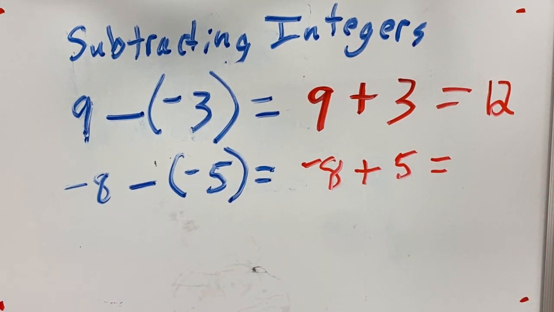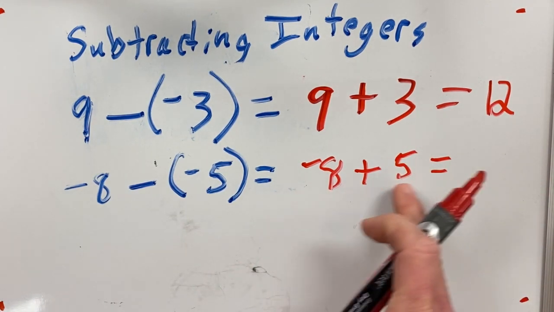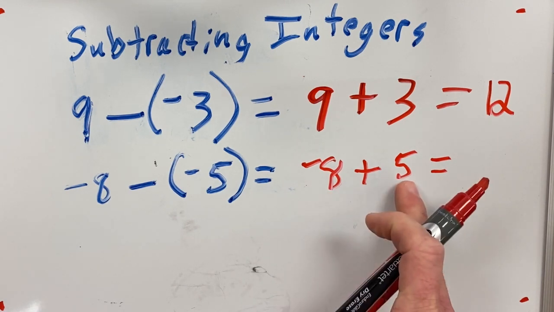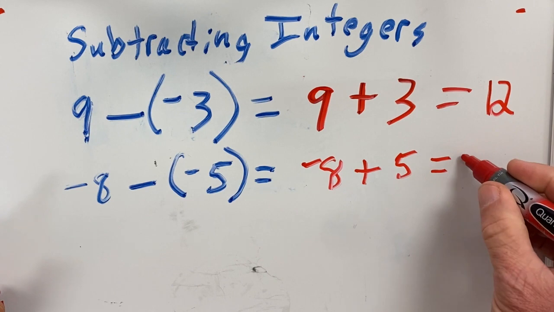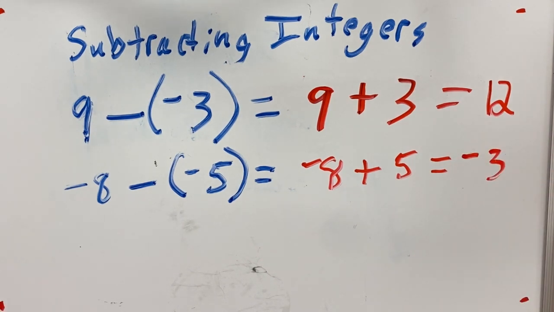We know how to do that, right? Same sign add and keep? No. Different sign, subtract. 8 minus 5 is 3. Keep the sign of the higher number, which is negative. So it's negative 3. It simplifies something that looks very difficult, right?